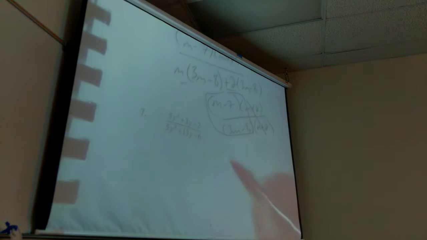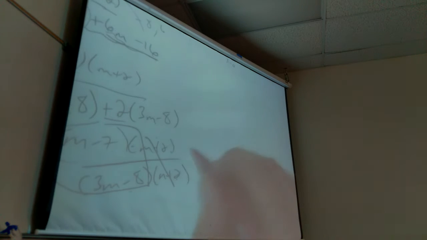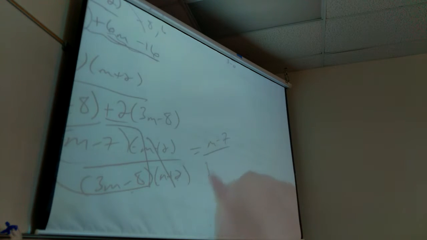So like on number 7, oh yes sir. So the answer for that would be, let me make it really clear, m minus 7 over 3m minus 8. Bam.